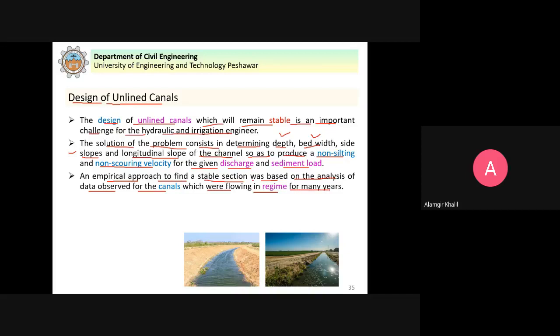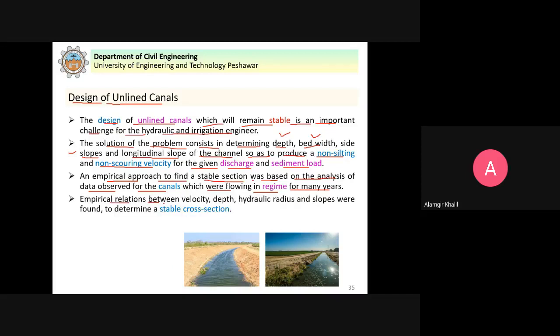So what was the situation? An empirical approach means that we develop a formula from the data. We have the data and we just do the regression analysis and we develop the equations. So those canals for many years, no silting, no scouring, we collect the data and then from that data equations were developed.